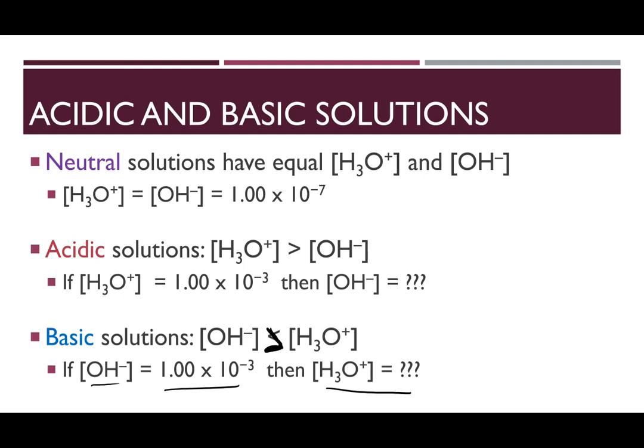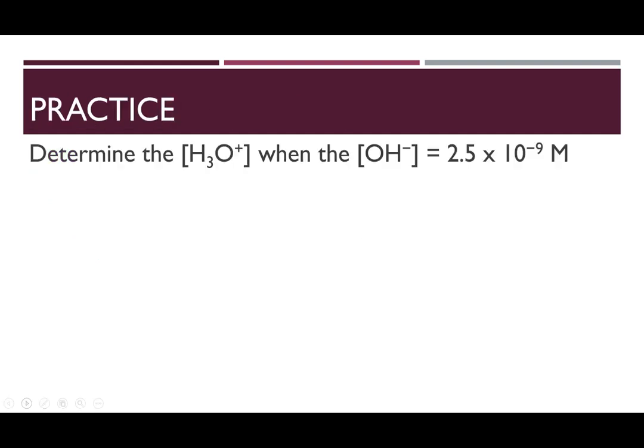All right. So let's apply this to a problem. Let's practice this skill. So determine the hydronium concentration when the hydroxide concentration is 2.5 times 10 to the negative 9th. And then just one step further, why don't you go ahead and see if you can determine if it's acidic or basic. So go ahead and pause the video and try to work this one out.